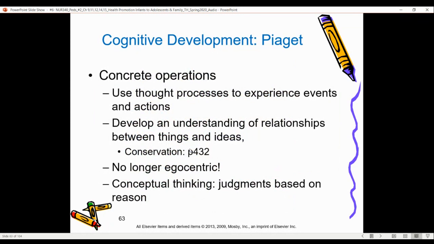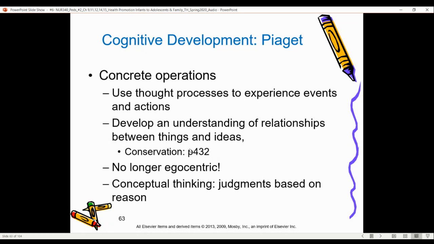Cognitive development with Piaget. So this is concrete operations at this age. Concrete. Everything is still very black and white, and if you think about how hard concrete is, they're still very rigid in their belief patterns at this point. They cannot think about the gray areas. They're very black and white with these things that they're learning.